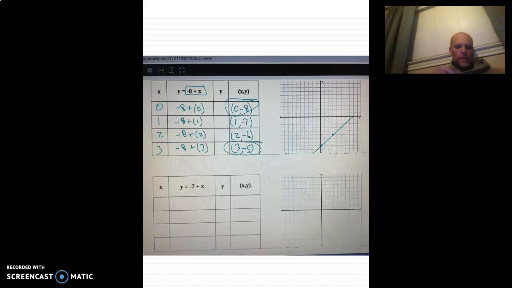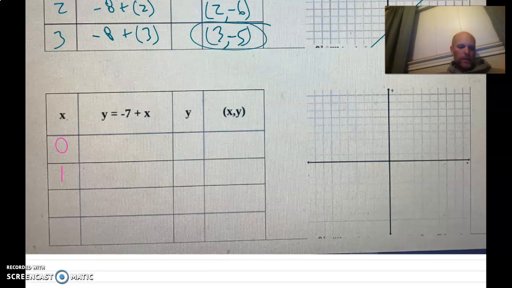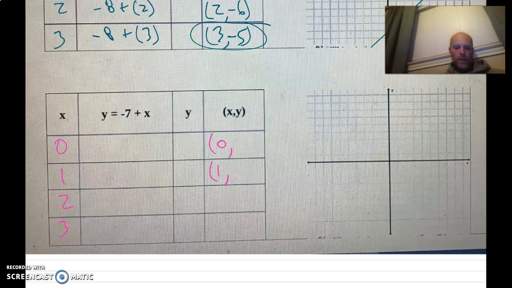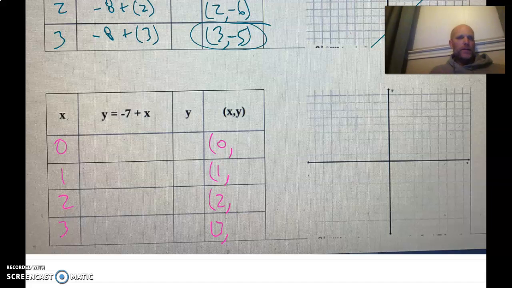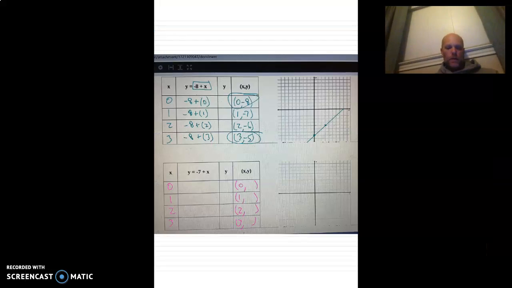Okay. Same thing with the next one. Just pick some easy x's. You know, 0, 1, 2. Oh, sorry, I got that shake thing going. 0, 1, 2, 3. You already know your x values. So go ahead and get them written in there so you don't forget. All right, and then just plug in. No big deal. Let's keep looking.